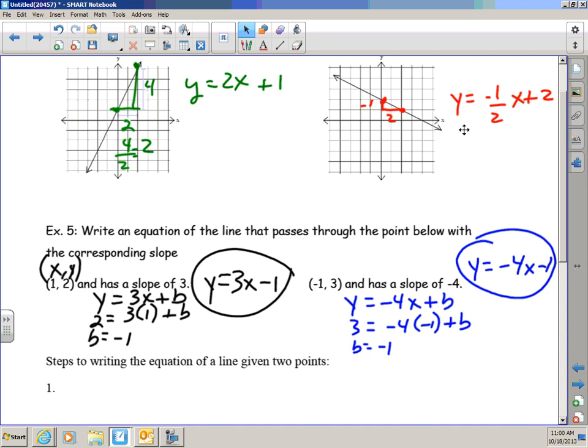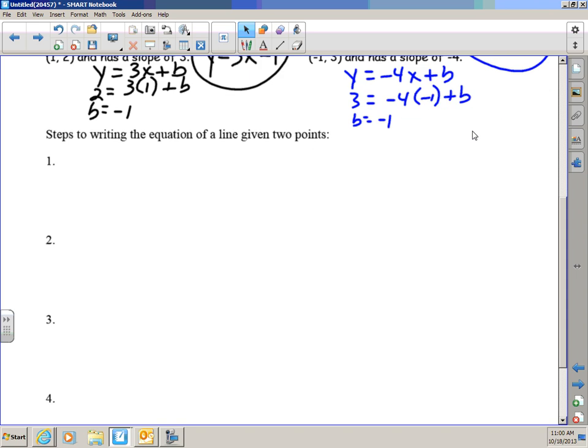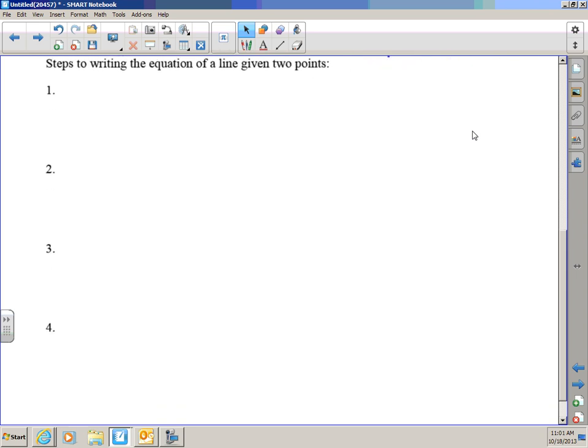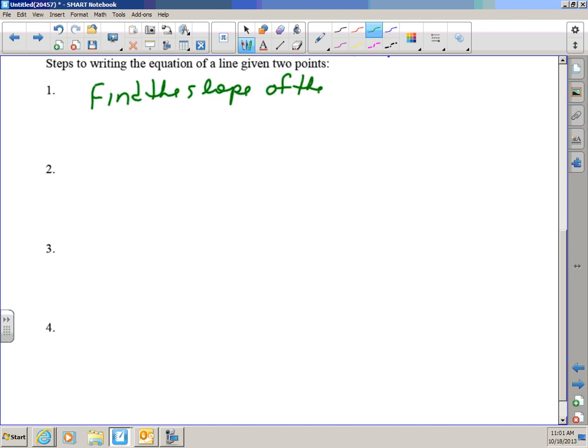Now, last step. Suppose I give you 2 points and I want the equation of a line. One of the classes we got to this, the other class we didn't, but we did identify the first step. So what would be the steps? Step 1, find the slope of the line using y2 minus y1 over x2 minus x1.